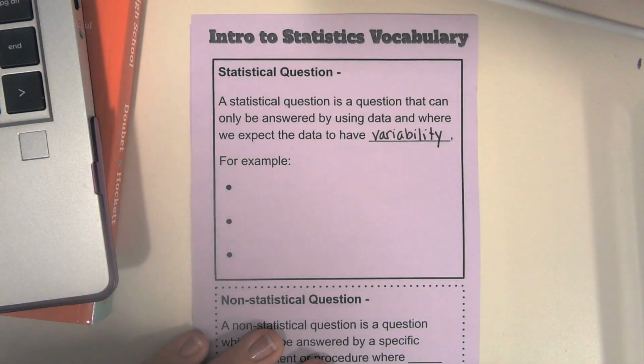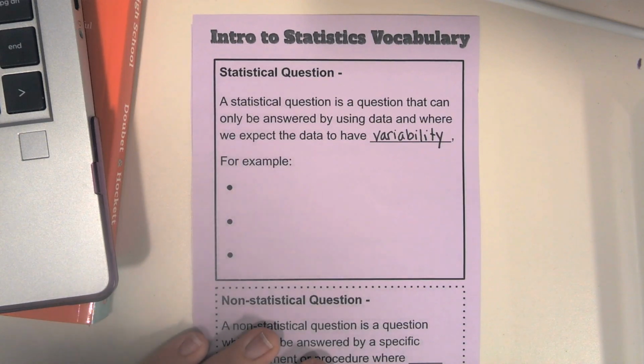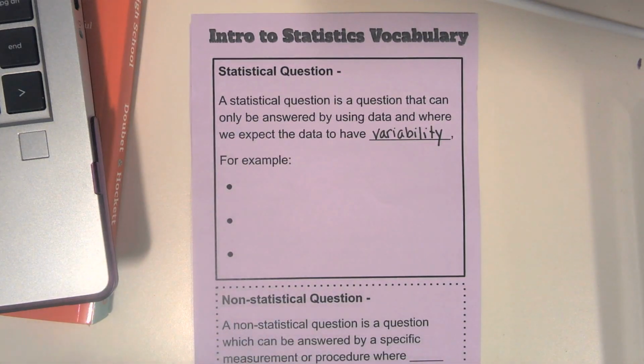What that means is we expect that not everyone is going to say the exact same thing. Depending on what type of question it is might depend on whether people have the same preference or whether people have the same information that's true about them, but not everybody will have the same answer. It's very unlikely that that would happen. So we're looking for questions where we just don't know the answer off the top of our head. We actually need to collect data from people in order to answer it.